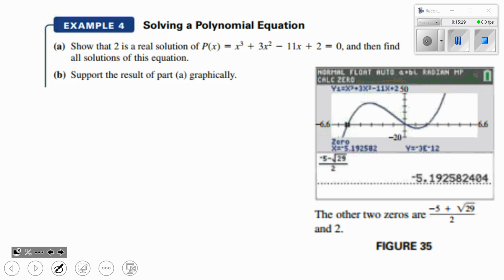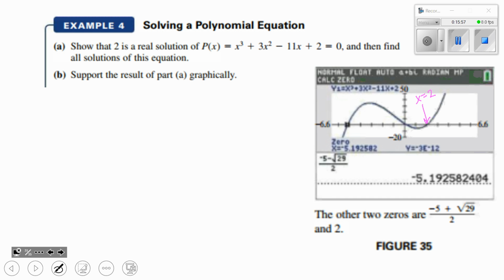And then the last example we'll do is show that 2 is a real solution of this polynomial and then find all of the solutions. So this is really powerful when we can look at a graph and say, hey, I know this graph has one very nice x-intercept right here at x equals 2. That graph very clearly crosses the x-axis, and you can use the one friendly 0 to find the other two.